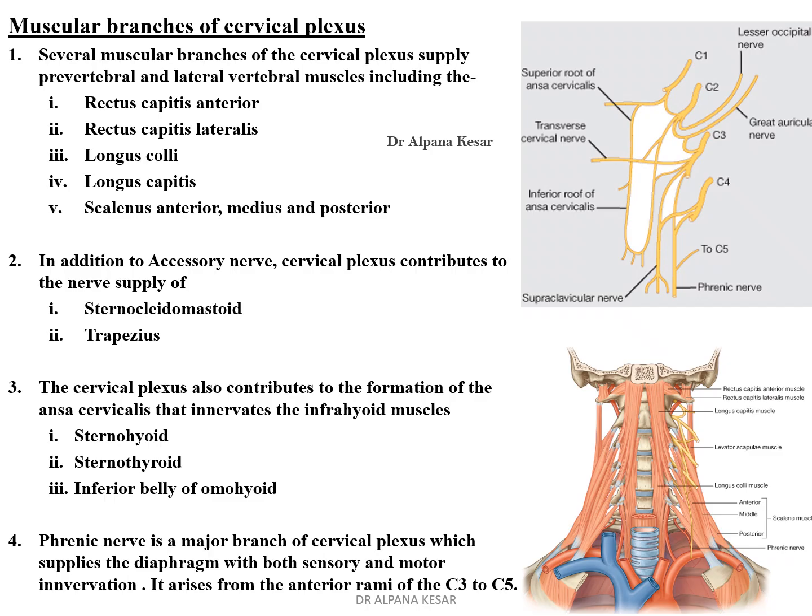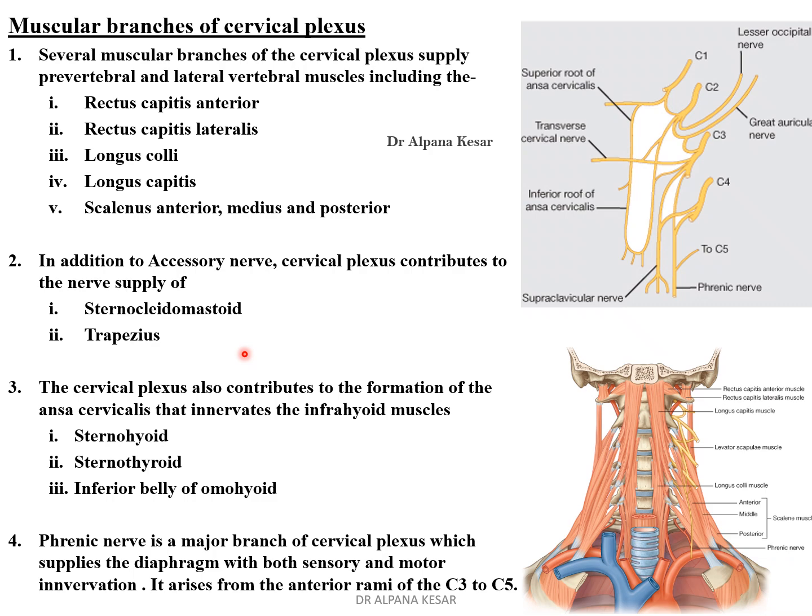Muscular branches of cervical plexus. Several muscular branches from the cervical plexus supply prevertebral and lateral vertebral muscles, which include the rectus capitis anterior, rectus capitis lateralis, longus colli, longus capitis, scalenus anterior, medius, and posterior.